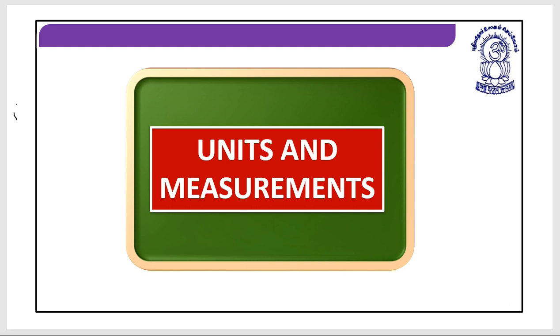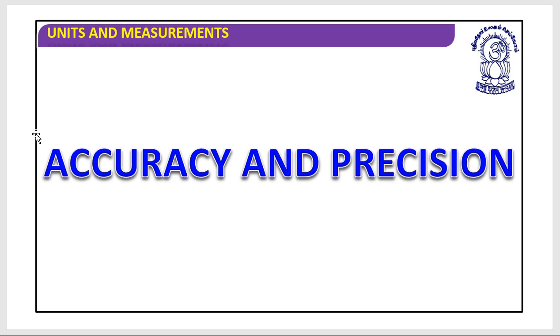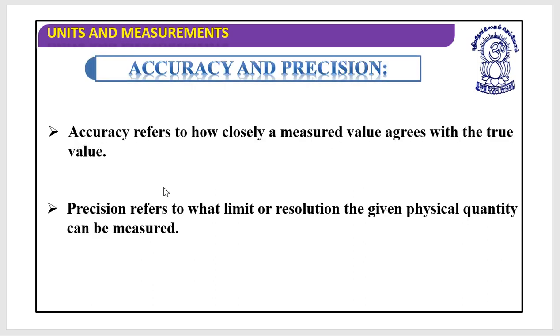Today we are first going to discuss accuracy and precision. What do you mean by accuracy and what do you mean by precision? How can that be determined? Let's see. Let's begin with accuracy and precision. Accuracy refers to how closely a measured value agrees with the true value. That means how close it is to the true value.